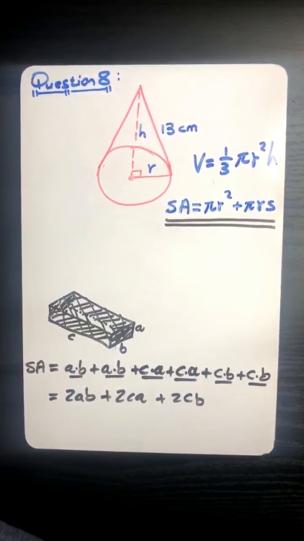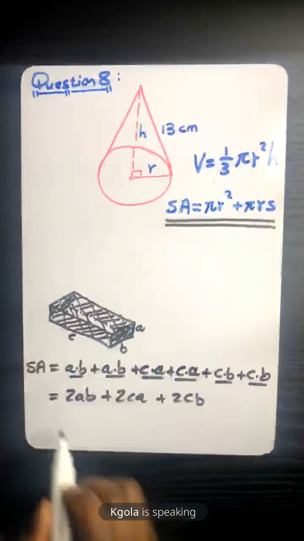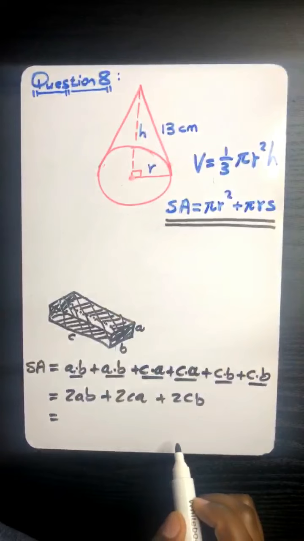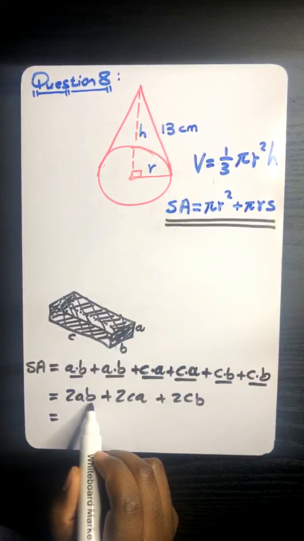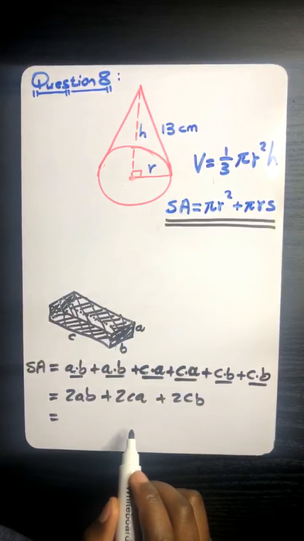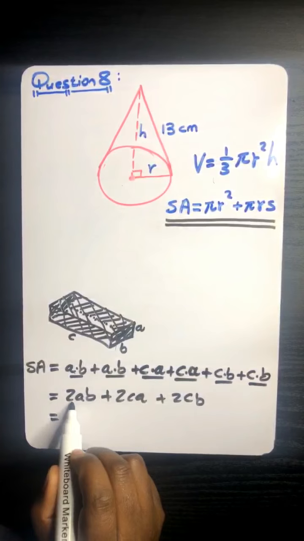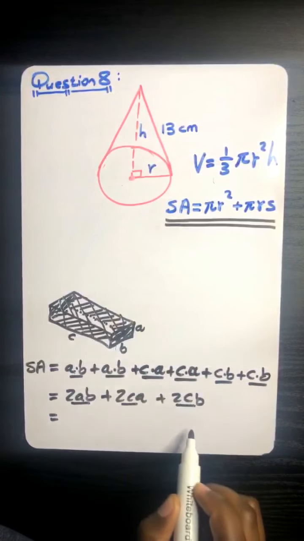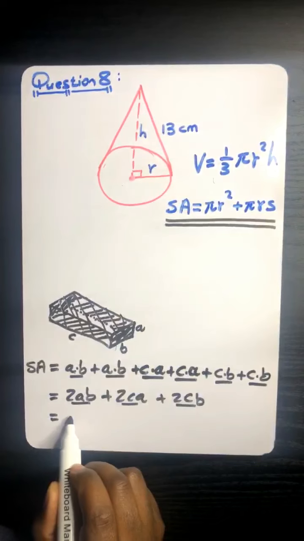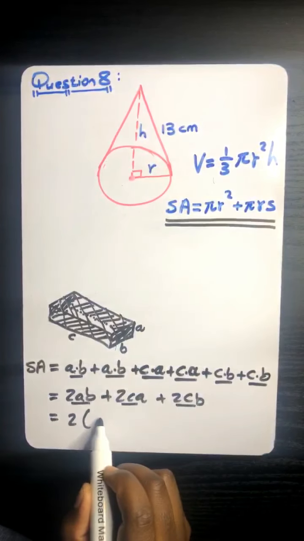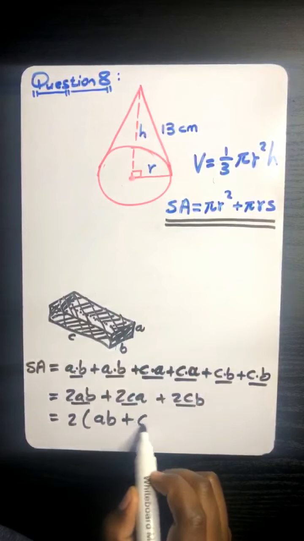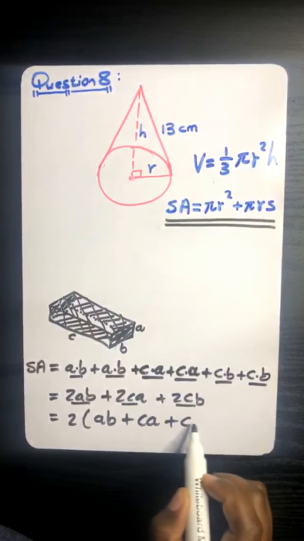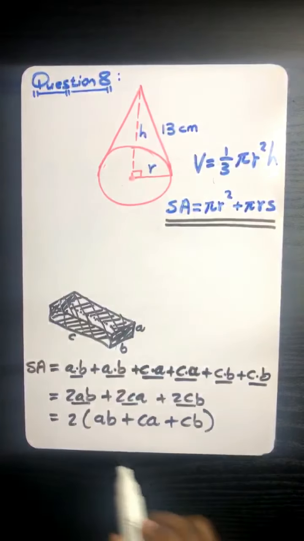Guys, are we still together there? Am I not losing you? Okay, so now let's see. That's if we want to complicate it, but let's not complicate it too much. Let's say we have a common factor there, and there, being 2. Then we can just say we have 2 times AB plus CA plus CB. So we can just leave it there.